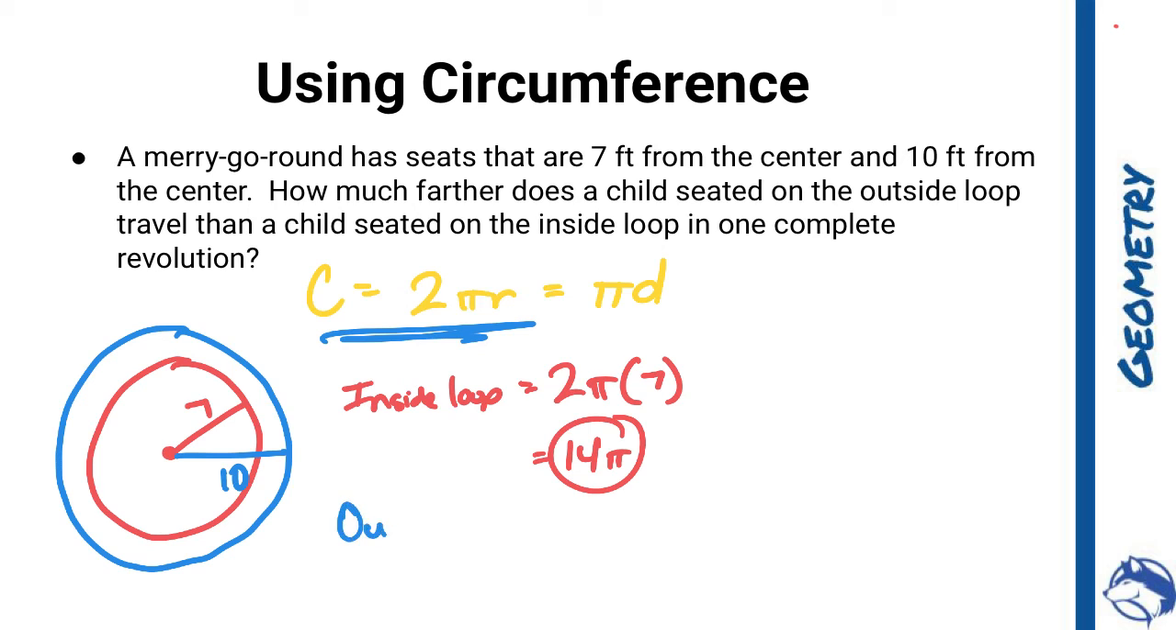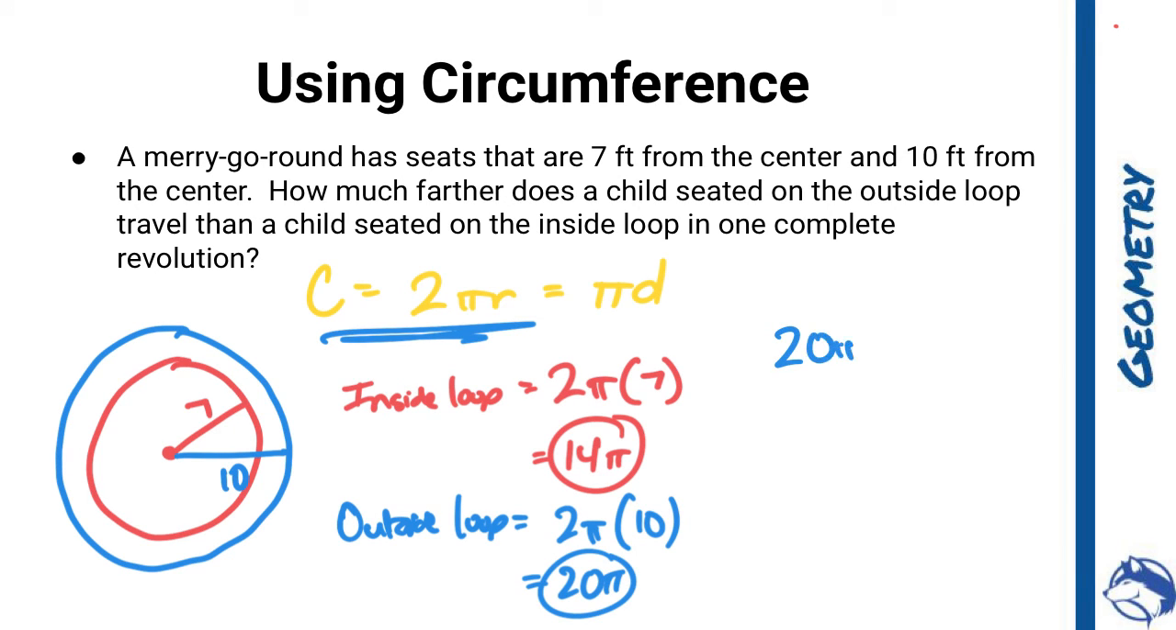And then the outside loop is the same thing. It's 2 pi r, but instead of 7, I'm going to do 10. So I end up with this being equal to 20 pi. Well, the outside loop went further than the inside loop, and that ends up being equal to 6 pi.